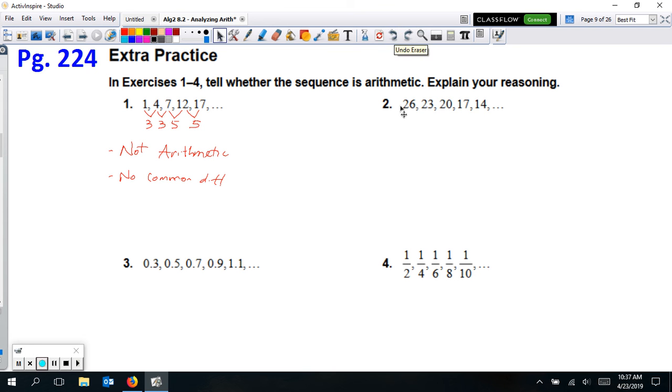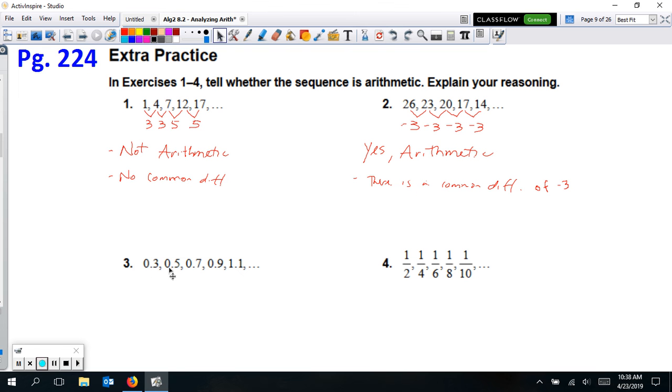These ones are going down, so we're going to be subtracting 3. And then to go from 23 to 20, we're also subtracting 3. And then 20 to 17, subtracting 3. And then 17 to 14, we're also subtracting 3. So every time we are subtracting 3. So that is a common difference of negative 3. That would be our D in this case, negative 3. So we'd say yes, it's arithmetic because it does have a common difference of negative 3.